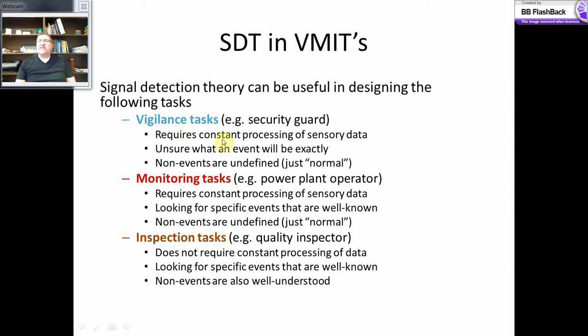So a vigilance task, this is like a security guard, requires constant sensory processing. I'm constantly with my eyes open and my ears open, even my nose open, smelling for things. I'm constantly trying to determine if there's some kind of threat or something I need to do, and I don't even know what that event might be. I have some ideas, but I'm also looking for the unknown, the abnormal thing. So it requires constant processing of data, and you're unsure exactly what the event might be. You don't know exactly where to look or what you're looking for. You're just looking for something that you perceive to be needing a response.